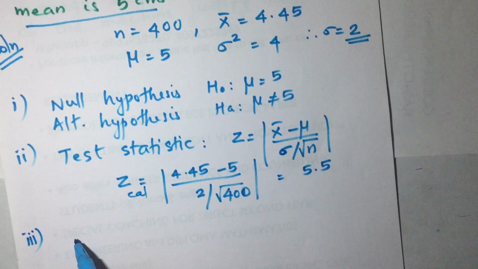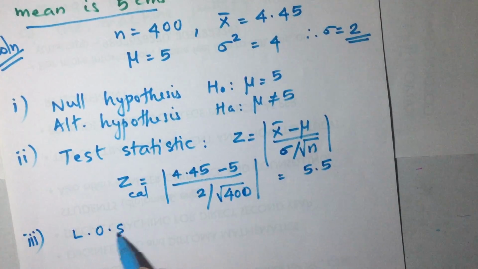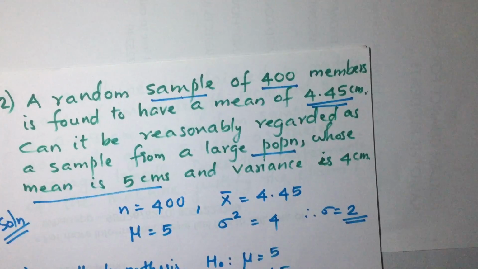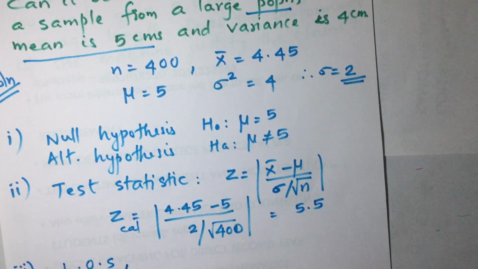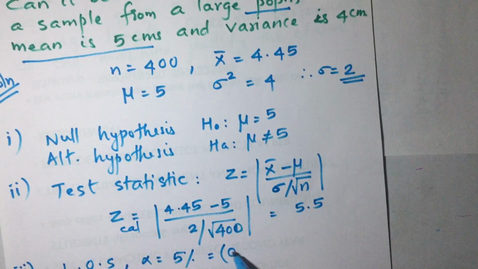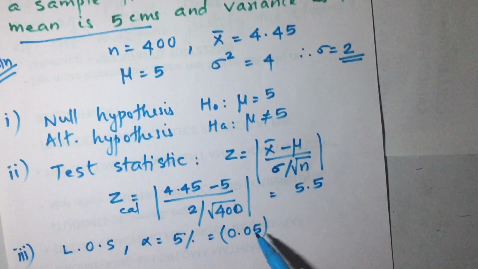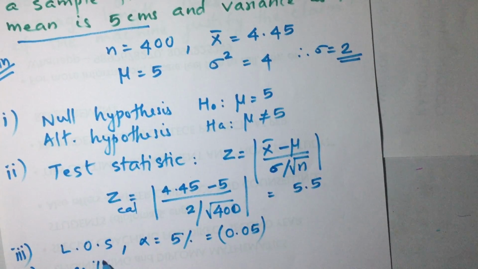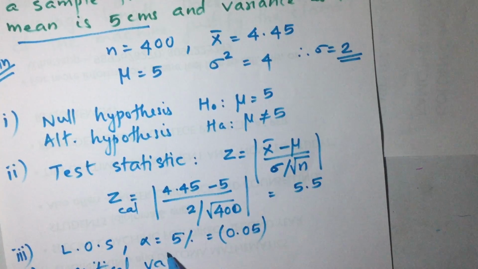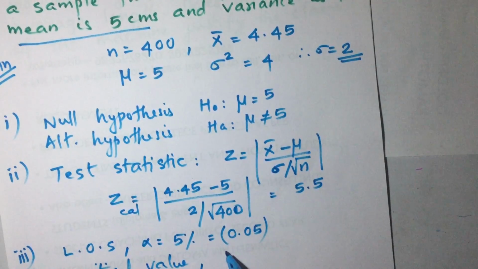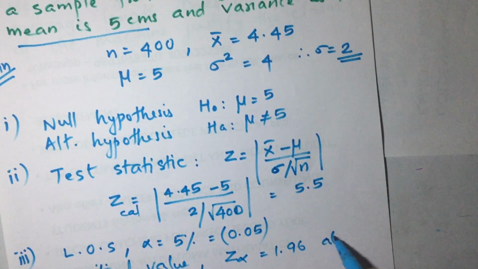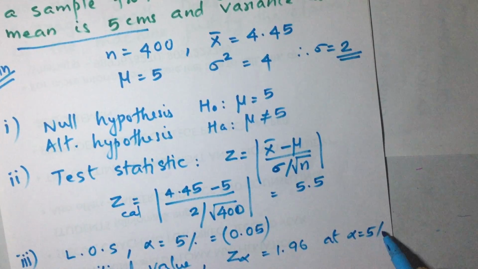Now third, the level of significance. In this question the level of significance is not given, so I will choose the level of significance alpha equal to, say, 5%, that means 0.05. Then the corresponding critical value at 5% level of significance is 1.96.